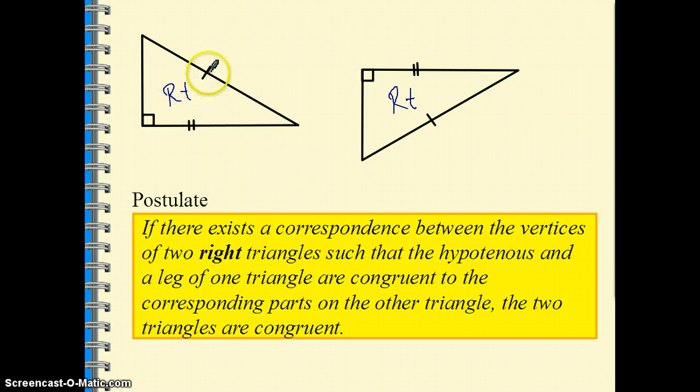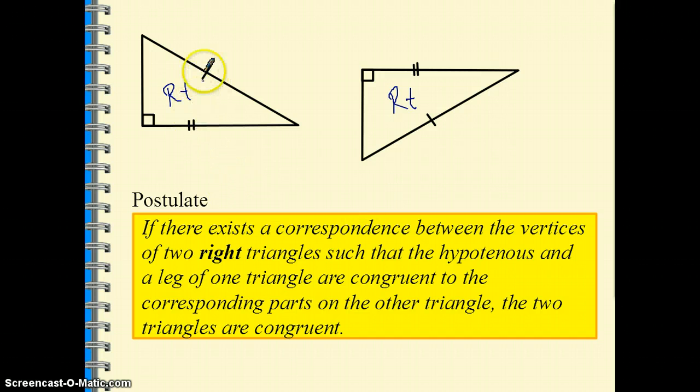Remember, the hypotenuse is the longest side of the triangle, or the side opposite the 90-degree angle. So if the hypotenuse is congruent to the hypotenuse over here, and we have just one other leg, it doesn't matter which, so this leg is congruent to this leg, then the two triangles are congruent. We don't need side-angle-side, side-side-side, or angle-side-angle like before. With right triangles, we can use this HL postulate as a shortcut.